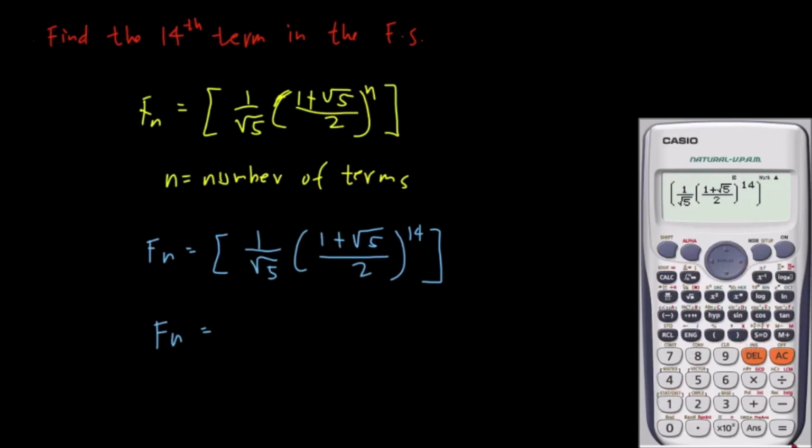Okay, and this formula is just an approximation, so we can round to the nearest whole number, which is 377. So 377, and this one now is our 14th term. So we can write our F here as F14. We should delete this one here.